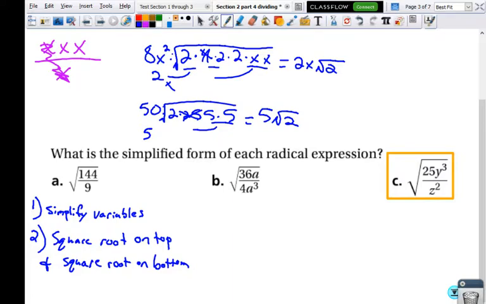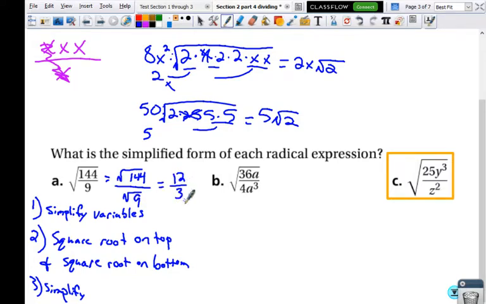All right, so these are kind of your 2 steps, and then step 3 would be simplify it. Okay, so if I'm going to do part A, I don't have any variables, so I'm just going to do square root on top, square root on the bottom. Square root of 144 over square root of 9. Now I simplify the square roots. Square root of 144 is 12, square root of 9 is 3.